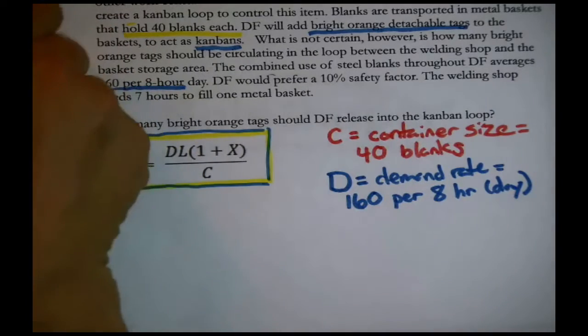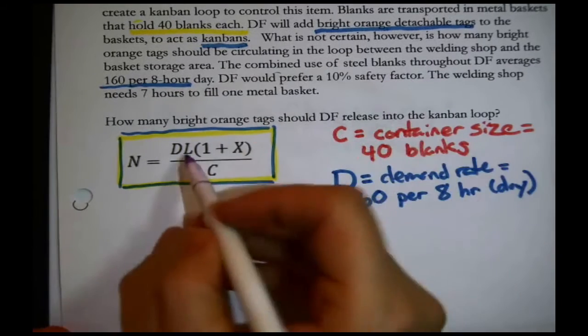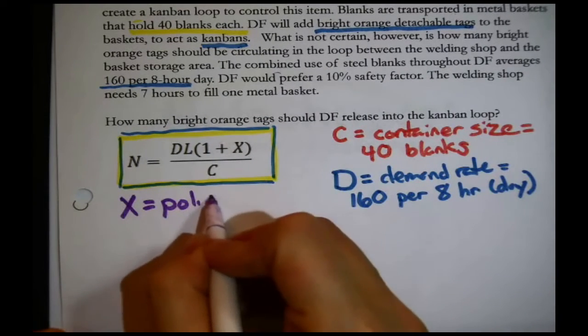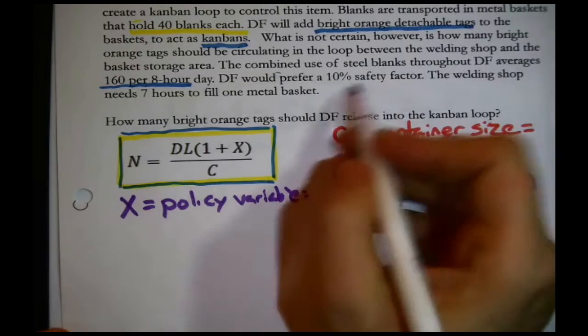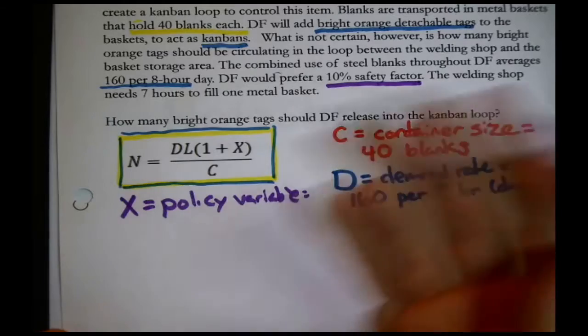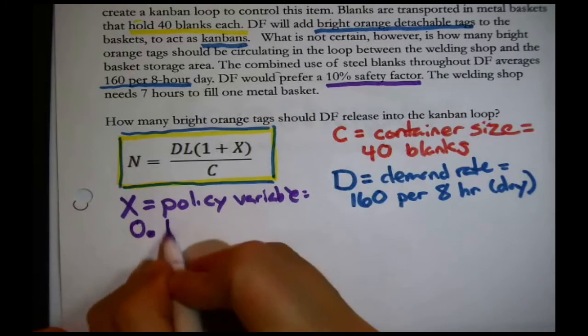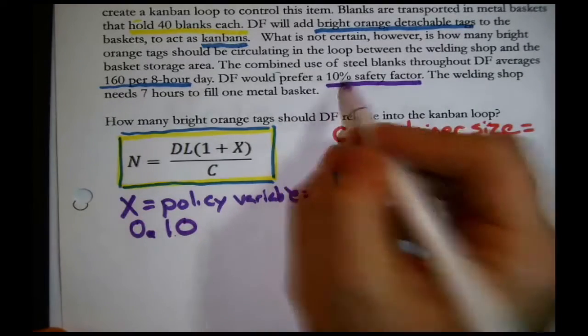Dumfries Fabrication would prefer a 10% safety factor. Aha, that's right there. It's policy. Policy variable. They said 10%. That is very often how it's spoken of. We just need to remember that for the purpose of filling out this simple formula, we want to state it as a decimal, 0.1.